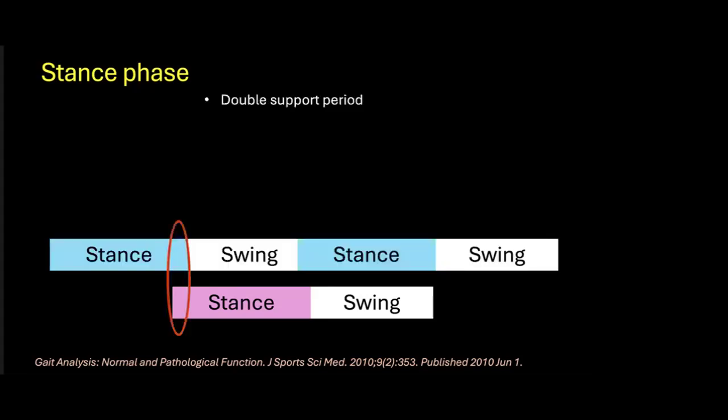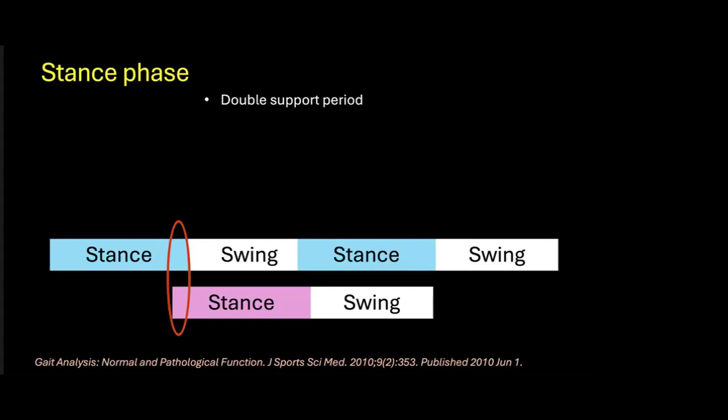So here you can see that I have put the two gait cycles of the left and right lower limbs side by side, where we can see that there are specific periods of overlap. When the stance phases of both the lower limbs coincide, these periods are called double support periods. It is when both the right and left leg are in contact with the ground.